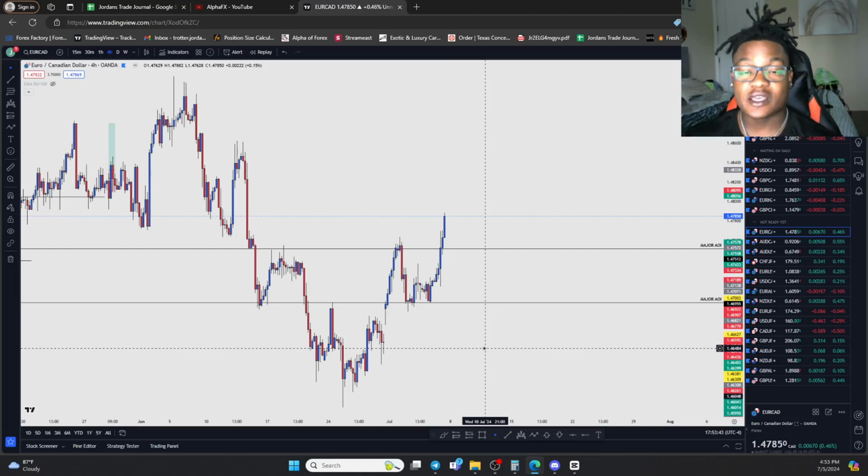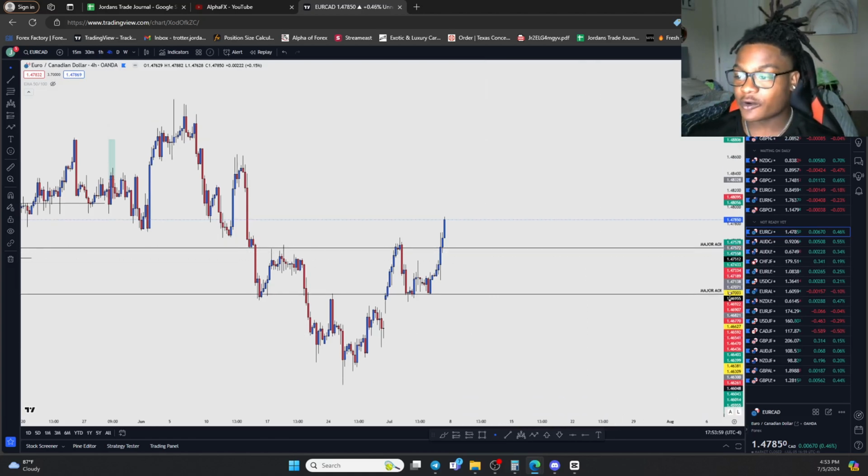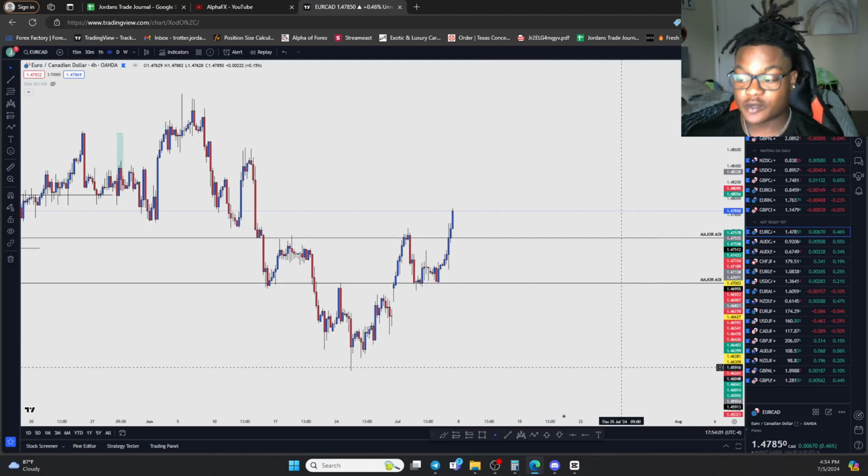Again, I want the daily and the 4-hour matching in data. If they're both saying up, I'm ready to buy. If they're both saying down, I'm ready to sell. But if I have one saying buy, one saying sell, indecisive, I'm just not going to trade it. So on the 4-hour, you can see how it is lining up beautifully.